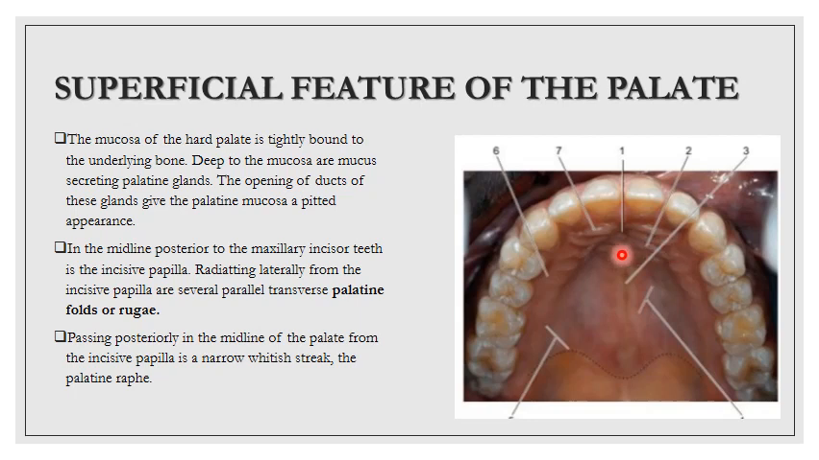Passing posteriorly in the midline of the palate from the incisive papilla is a narrow whitish streak, the palatine raphe. Okay, now here you can see the palatine raphe.